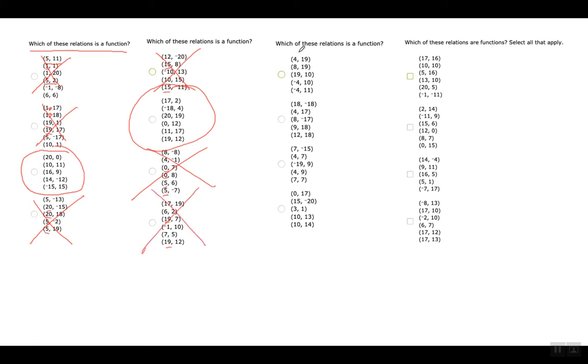Alright, over here, when x is -4, this has two different y values, so it's wrong.